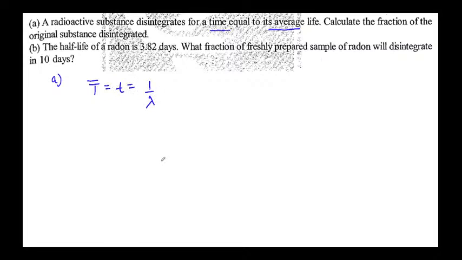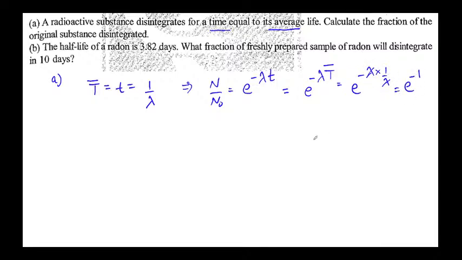is inversely proportional to the disintegration constant. So when t bar is equal to 1 over lambda, our relation becomes N over N0 is equal to exponential of minus lambda into t. So putting the value of t, that will be equal to exponential of minus lambda into t bar, exponential of minus lambda into 1 over lambda, so it comes out to be exponential of -1, whose value is 0.368.